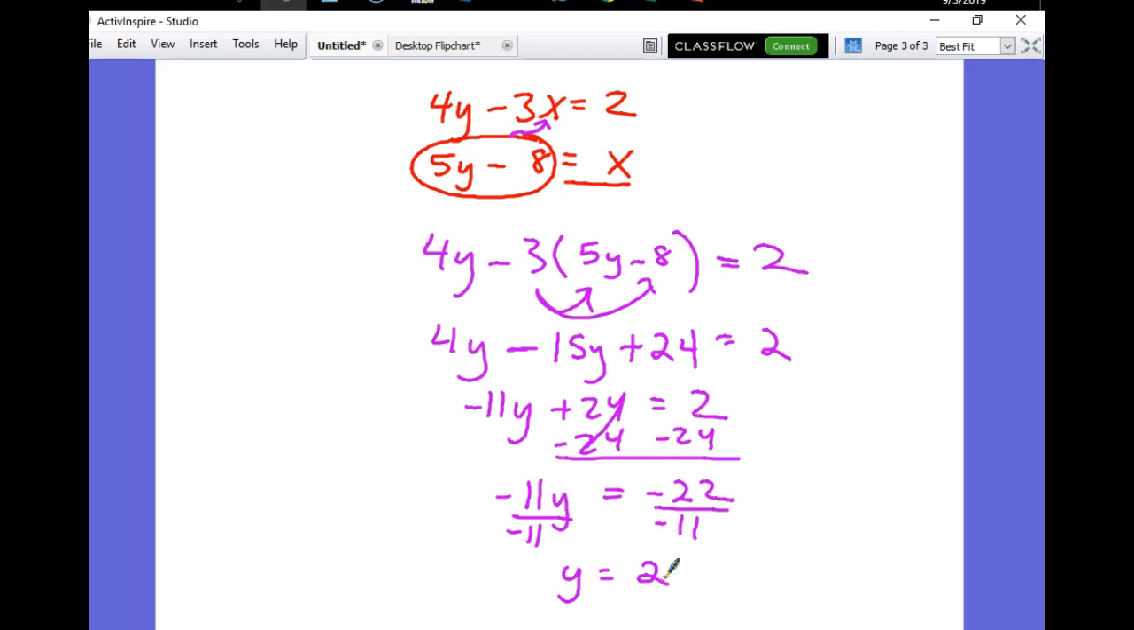There's one more step. Read your steps if you don't know what it is. Read your steps, see if you can figure out what it is. Plug it back. Plug this thing back in.